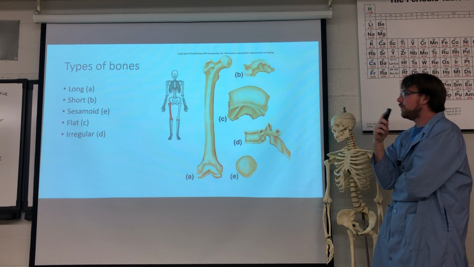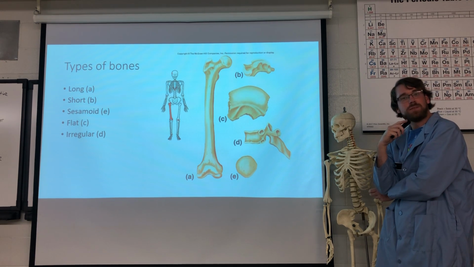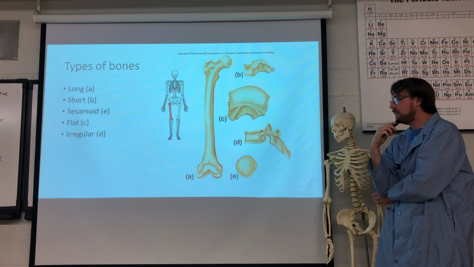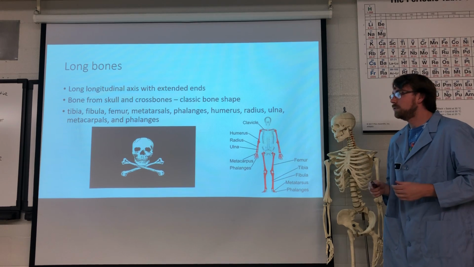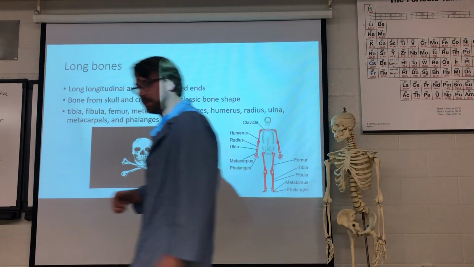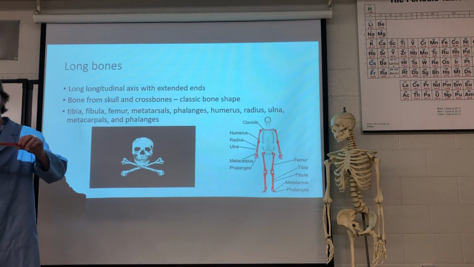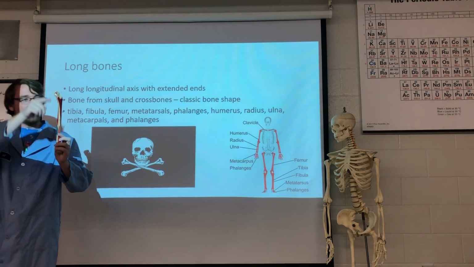So we are now going to go through some types of bones. Bones can be classified as long, short, sesamoid, flat, and irregular. So long bones have a long longitudinal axis. So I have here a human humerus. This humerus would be an example of a long bone. It has a long longitudinal axis.